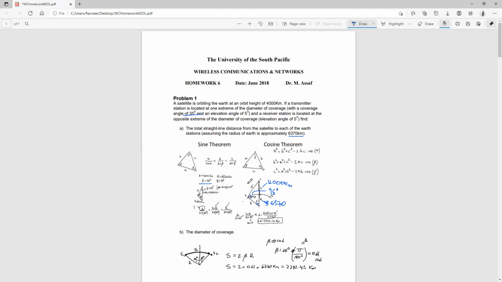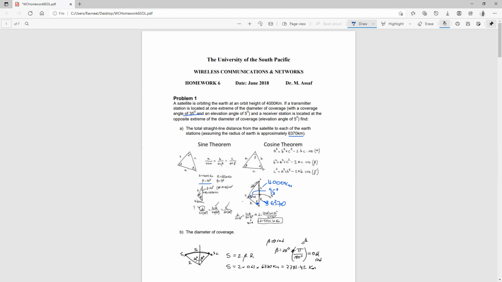We need to find this particular side, which is unknown. However, the angle opposite to this side is known, that is 35 degrees. And we know this other side, h plus r, and we know the angle opposite to it as well. So in this case, we can use the sine rule.